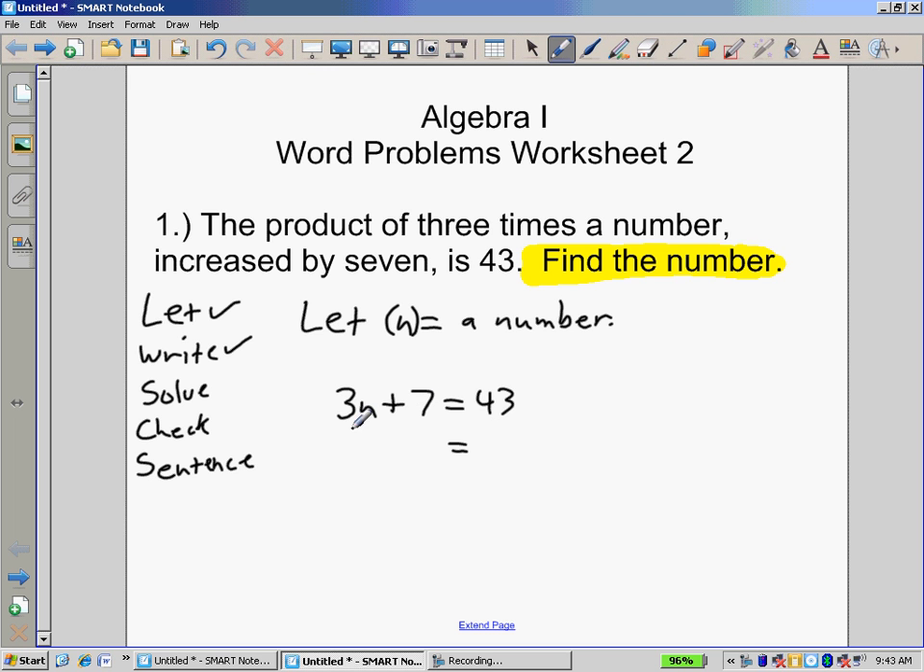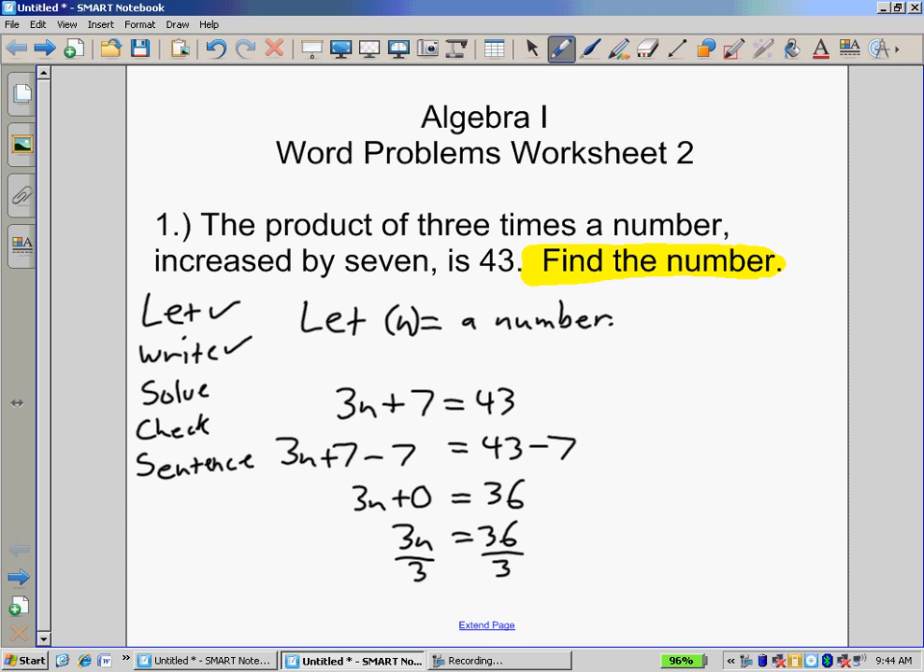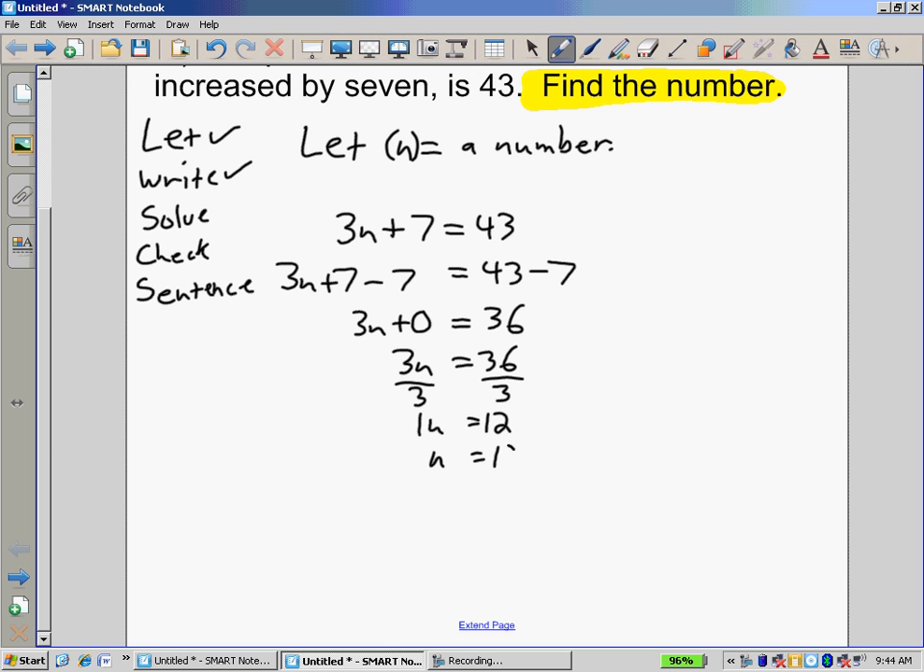Now I want to solve. I'm going to add the opposite of 7 to both sides. Or you could subtract. 7 minus 7 is 0. That's good. That tells me that I am going in the right direction. I'm going to use that identity property of addition. 43 minus 7 is going to be 36. So 3n plus 0 is 3n. Again, multiplicative identity here. And we have n equals 12.